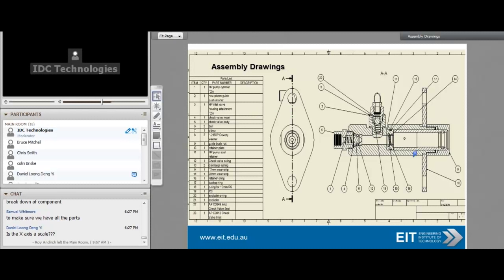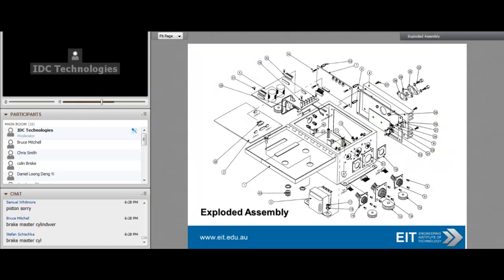Any idea what this component might be, guys? Yeah, it's a hydraulic piston. I actually believe it's off a brake master cylinder. Oh, well done, Bruce. Well, it doesn't tell you that there. Well done, you guys are on the ball today.